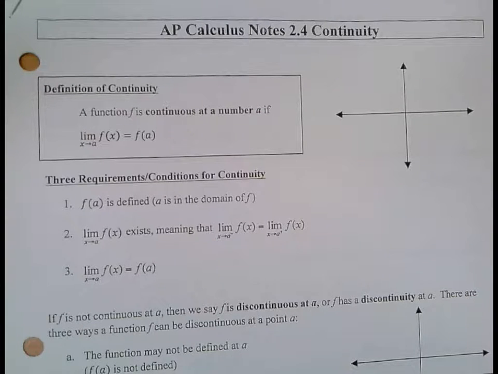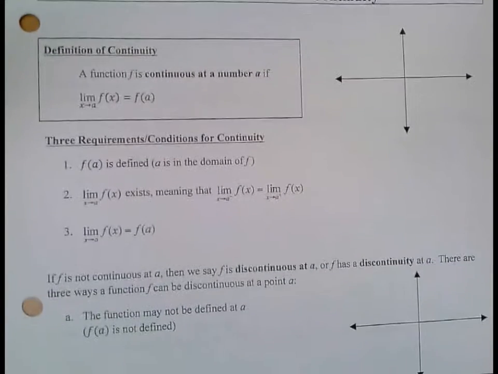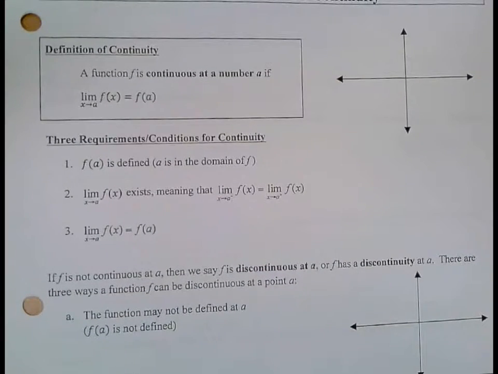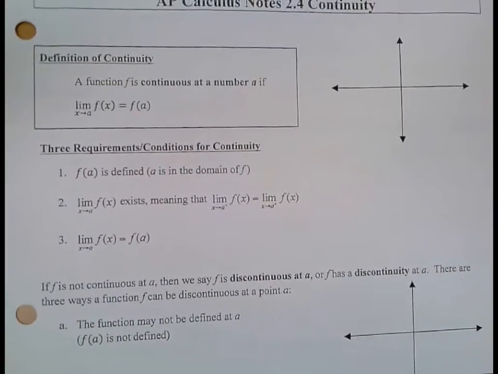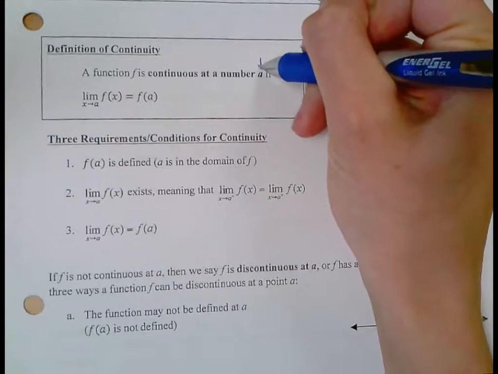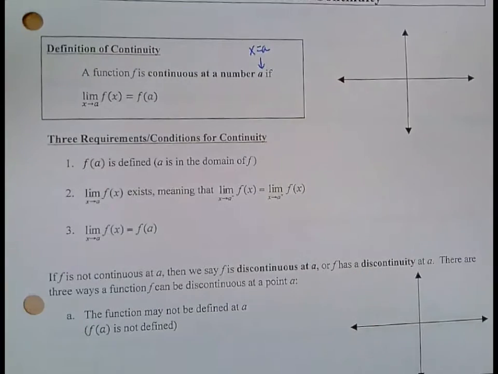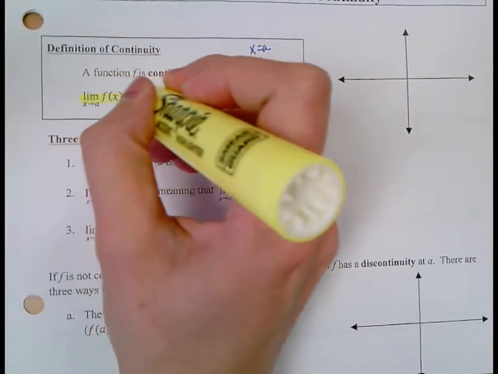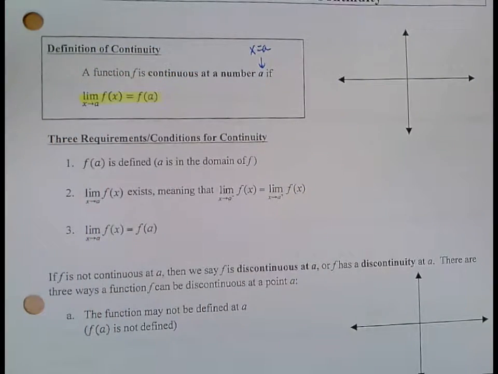So we are covering continuity over more than just today. But I have the definition of continuity at the top in that top box. It says a function f is continuous at a number a, and this a value is an x value. So a function f is continuous at an x value a if this limit is true: if the limit as x approaches a of the function f of x is equal to f of a.